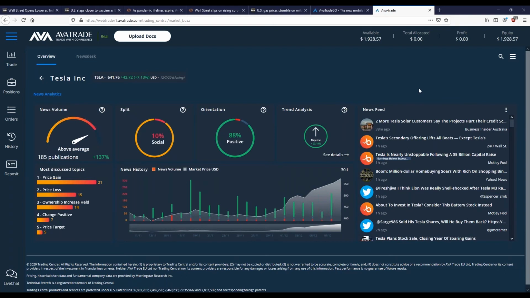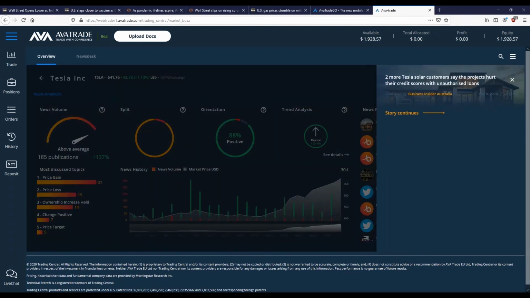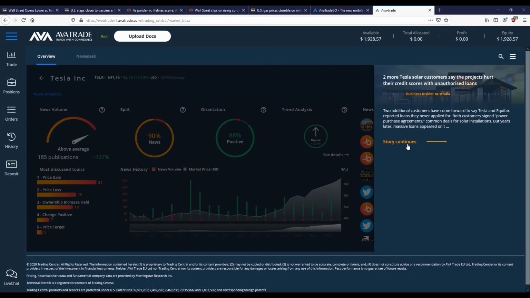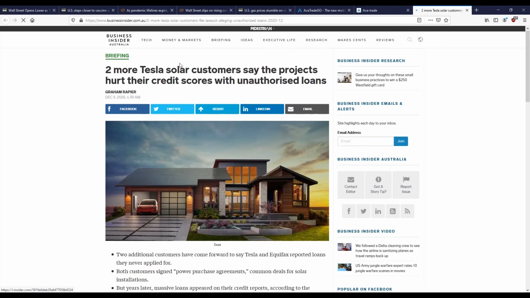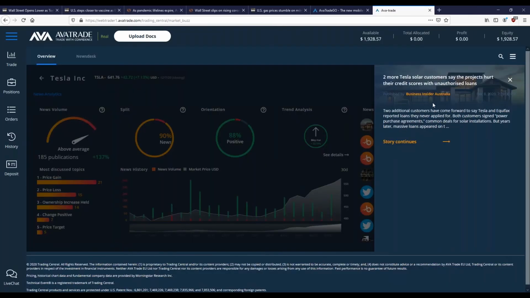So we've got some news on Tesla that you could take a look at. How do you get to the article? Just like that. Boom, takes you to the website that has the article, and there we are. So you have at your fingertips fundamental news on the most trending assets right here in the platform.